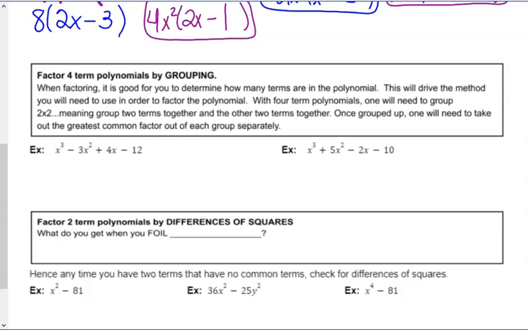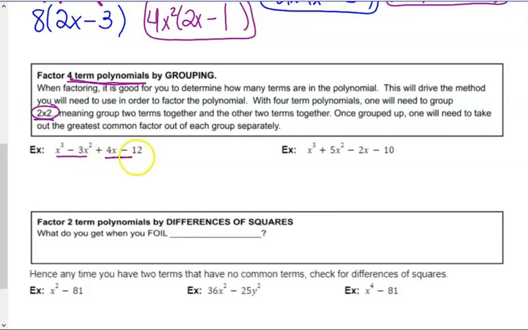But this time we have a 4-term polynomial, okay? So if you count the number of terms that you have left behind, and it is 4, then you're probably going to use a strategy which I refer to as a 2-by-2 grouping, okay? So notice this next example that I have here: x cubed minus 3x squared plus 4x minus 12. That is a 2-by-2 or a 4-term polynomial that I'm going to try to factor with 2 and 2.